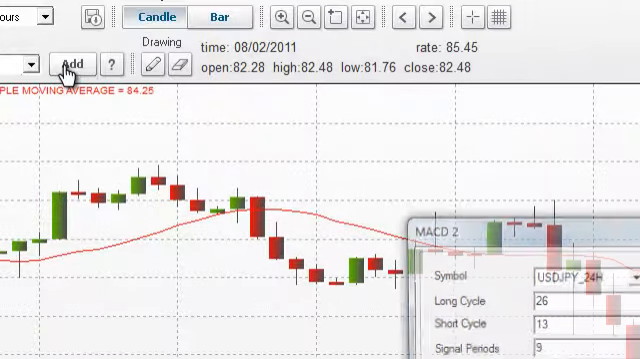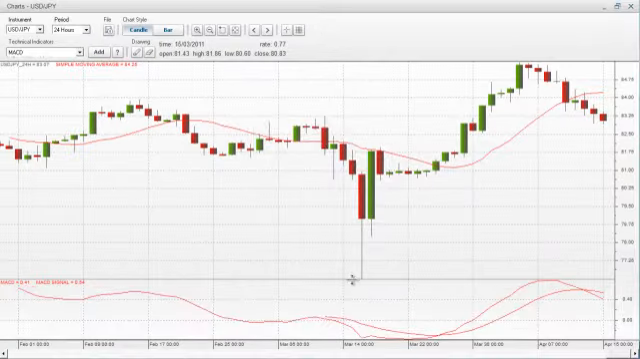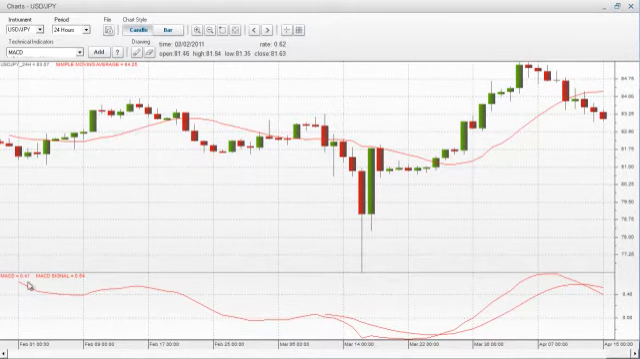So if I just bring it up here, if I click add, usually there's a 26 period moving average, which is the longer one, and a 13 period moving average, which is the shorter one. Once you click OK, this bottom section here is generated, and as you can see, this line here is the shorter period moving average, and the one below it is the longer period. You've probably guessed by now that the shorter period one reacts faster to a change in the underlying momentum of a particular cross currency.